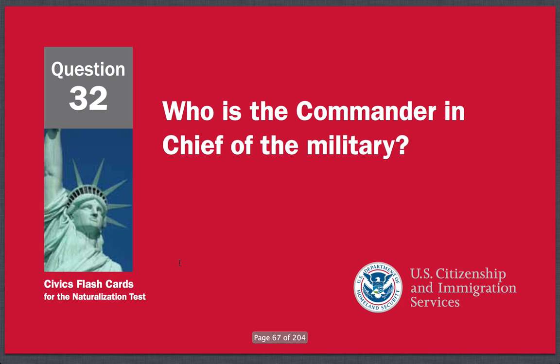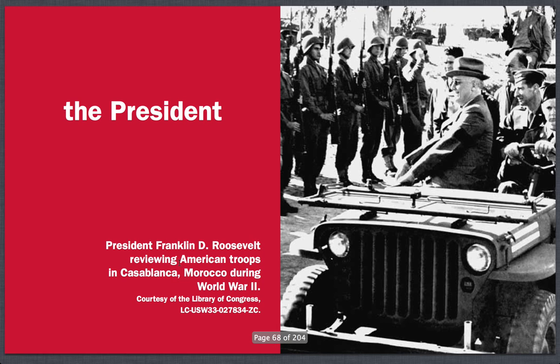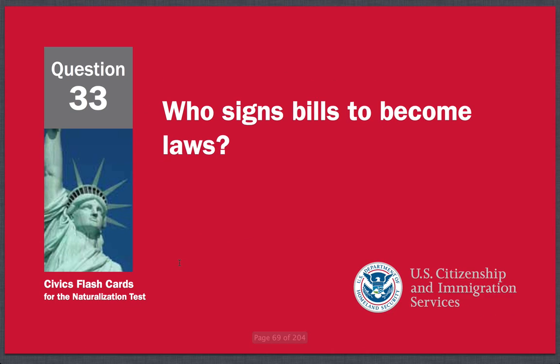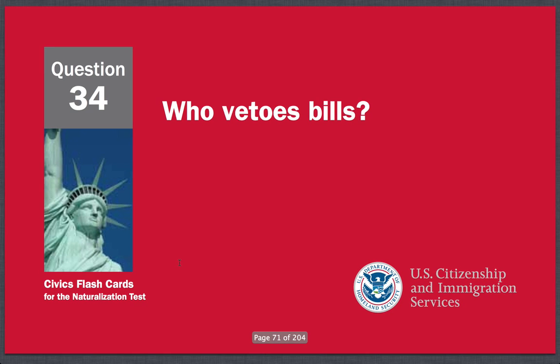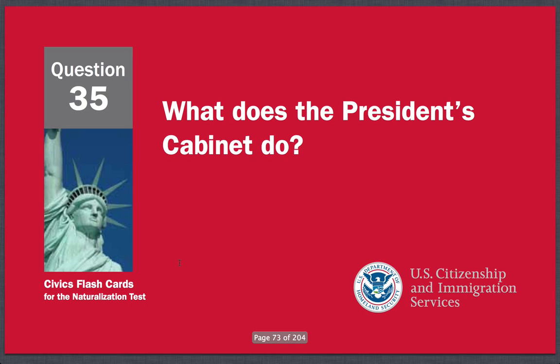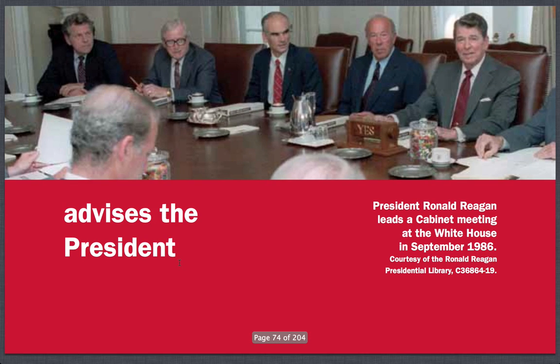And who is the commander in chief of the military? It's the president. And when there's a war, the president is the one who commands. Who signs the bills to become laws? The president. Who vetoes bills? The president. What does a president's cabinet do?